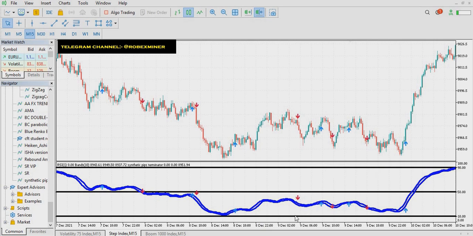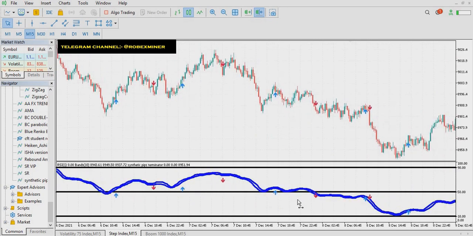You have 90 and 10. Line touches the 90, wait for red arrow. Blue Bollinger band touches the 10, wait for blue arrow. Bollinger band touches the 90, wait for red. Bollinger band touches the 10, wait for blue arrow. Red for sell, blue for buy.